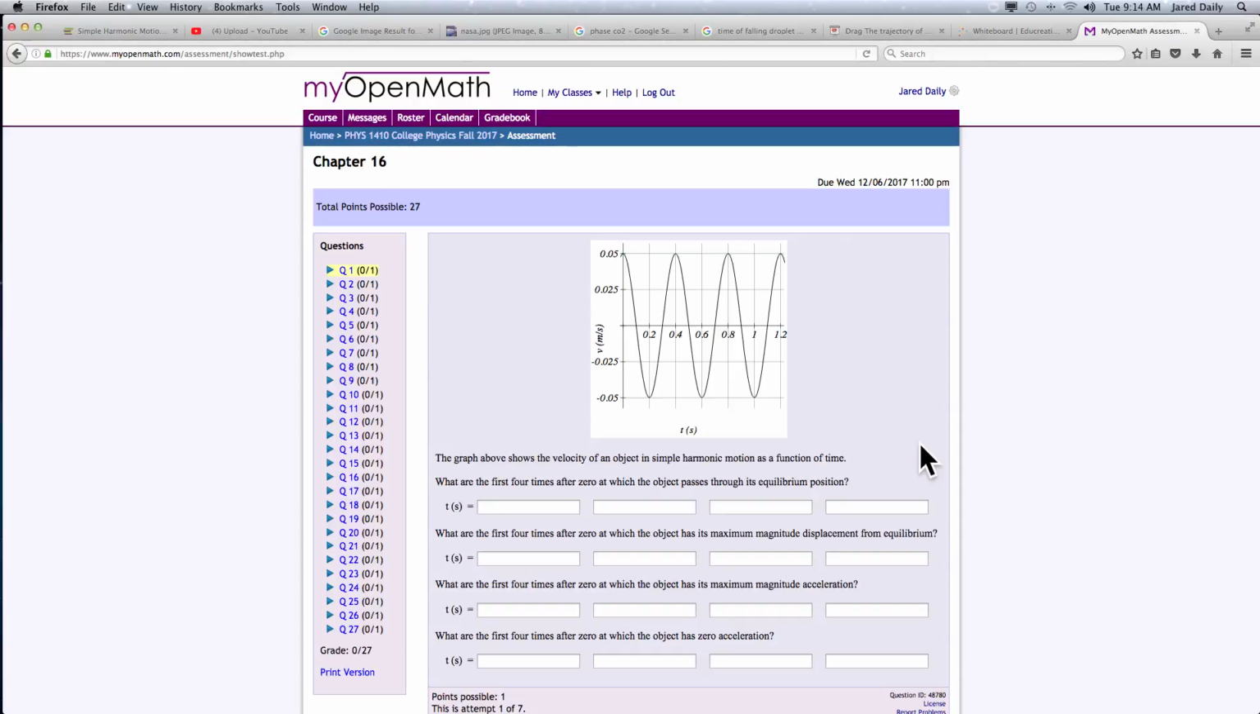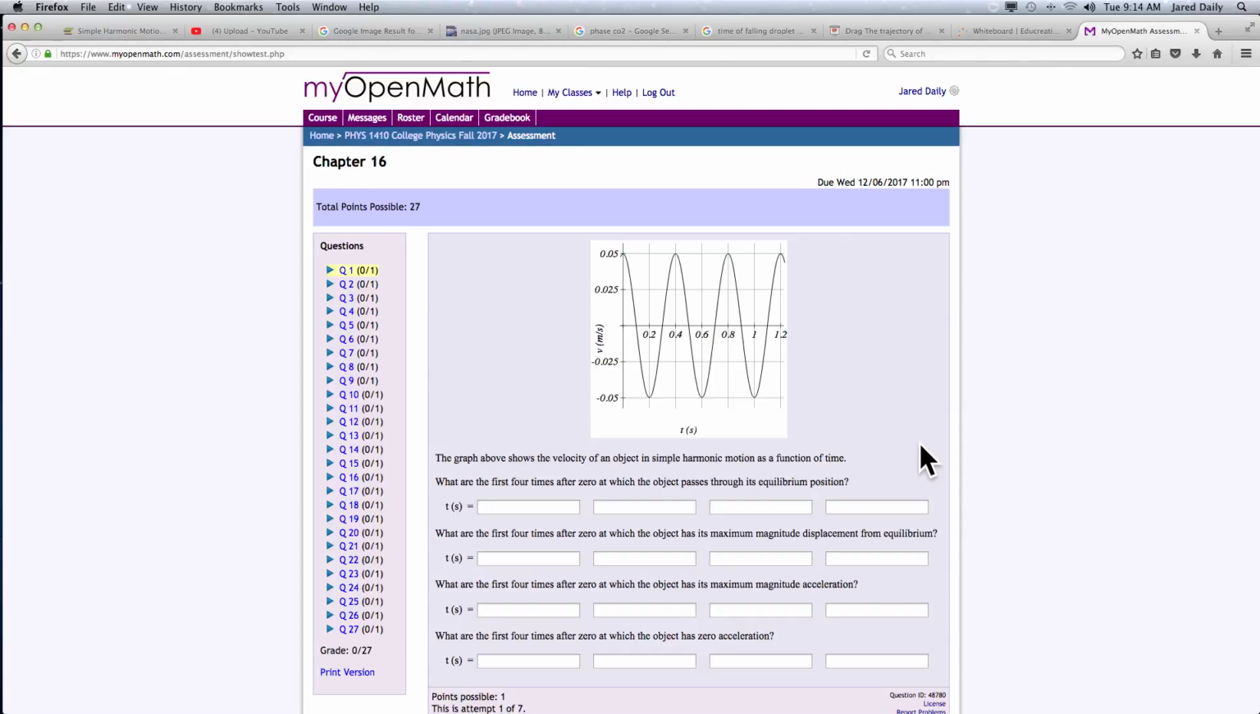And then it says, what are the first 4 times after 0 at which the object has its maximum magnitude of acceleration? Where do we get the most acceleration? Well, also out here, because that's where it has the most force. Remember, if you stretch a spring, the more and more you stretch it, the more and more it pulls back, right? So if you have more and more force, and force equals mass times acceleration, then you will also have more and more acceleration. So the furthest out and the closest in is when it has its maximum acceleration. And where does that happen? That happens where the velocity is equal to 0 again. So maximum acceleration is right here.